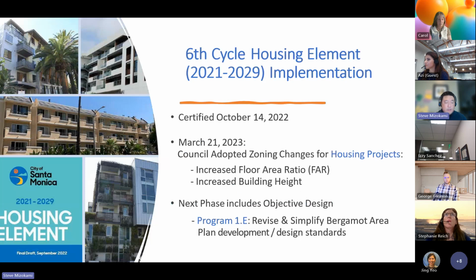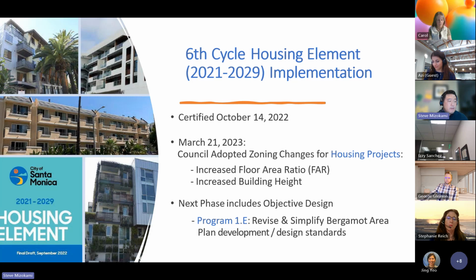And so really quickly, our housing element was certified back on October 14th, 2022. And also in March of last year, the City Council adopted citywide zoning changes, including feasible housing development standards in our commercial districts that encourage greater housing development in order for the city to meet our state RHNA requirements. And the height and FARs in the Bergamot area were also increased for housing projects as well.